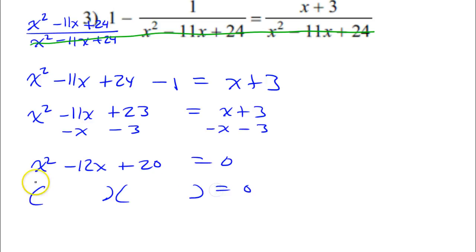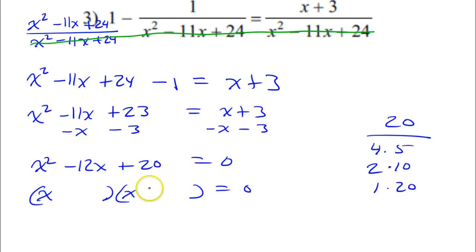So let's do that. X squared is x times x. 20, when I look at 20, it's either going to be 4 times 5 or 2 times 10 or 1 times 20. I'm trying to get 12 in the middle, so I'm going to use the 2 and the 10 because I know I can get 12 out of that.